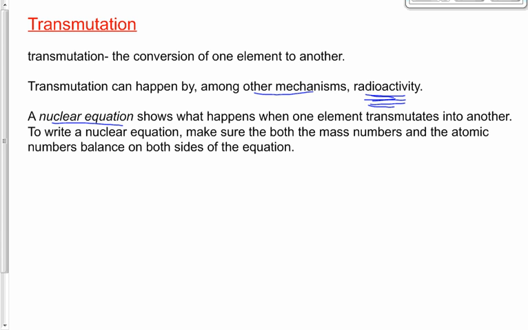We still try to balance them in a similar way, but instead of trying to balance particular elements, we're trying to balance something more fundamental, protons and neutrons. It's really not very hard. Basically, what we've got to do here is just make sure that the mass number and the atomic number stay the same on both sides. If it's 5 and 10 on the left side, it's got to be 5 and 10 on the right side.